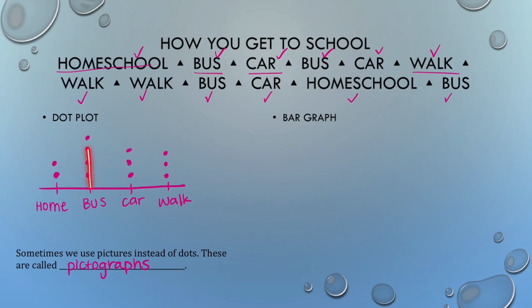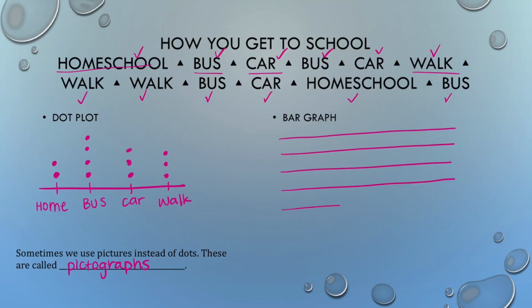I know that the most amount of things I'm going to need is 4 dots plus this line at the bottom. So I'm actually going to need 5 lines. So 1, 2, 3, 4, 5. I start with 0 at the bottom.